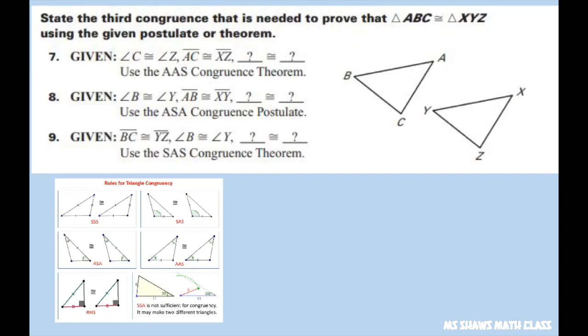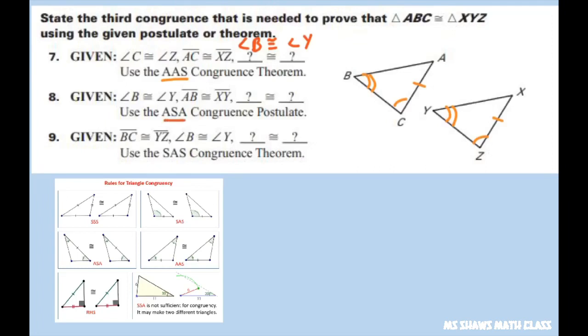So we have angle C is congruent to angle Z, and AC is congruent to XZ. So we're going to use the angle side. So we need to put our angles right here, because that gives you, so we'll just do double here, angle side. So that's going to be angle B is congruent to angle Y.